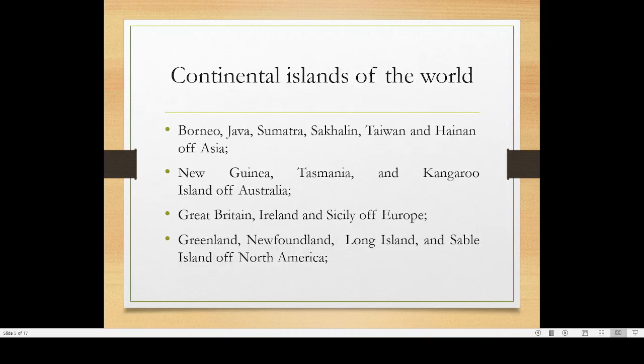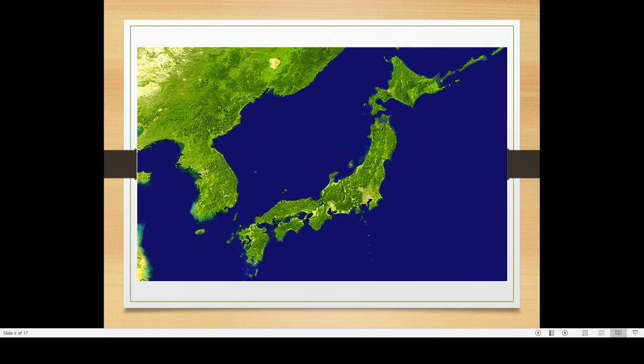Then you can find Madagascar. Madagascar is also a continental island. Then Sri Lanka is a continental island. Then there are a lot of other islands also present there. These are some of the most well-known continental islands of the world.